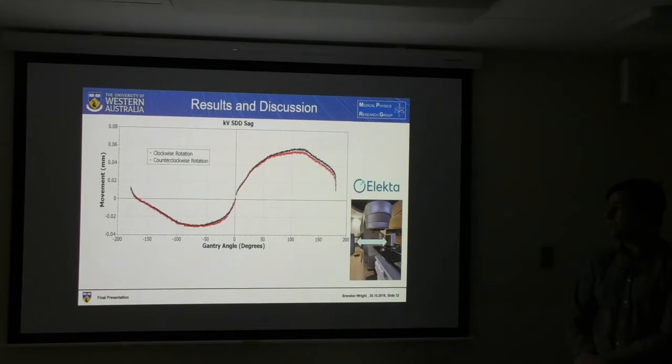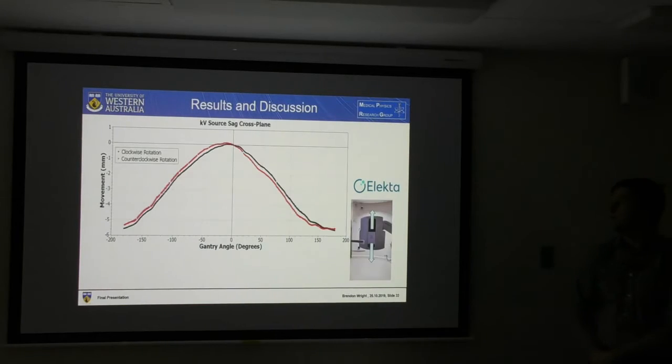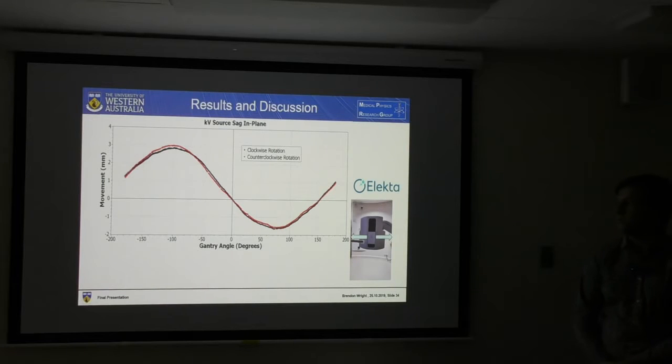The kV SDD sag was quite consistent between the clockwise and the counterclockwise rotation. It's worth noting that the error bars associated with this data are smaller than the markers used themselves, and as such are very hard to see. The overall SDD sag encountered for the entire rotation was just over 0.1 of a millimeter. The source sag in the cross-plane and the in-plane direction were the most interesting results of this data. The source sag in the cross-plane direction was of the order of 5.5 millimeters, with a noticeable phase shift in the data between clockwise and counterclockwise rotations, and the source sag in the in-plane direction was of the order of about 4.5 millimeters, with some difference around the extremities for the clockwise and counterclockwise rotations.